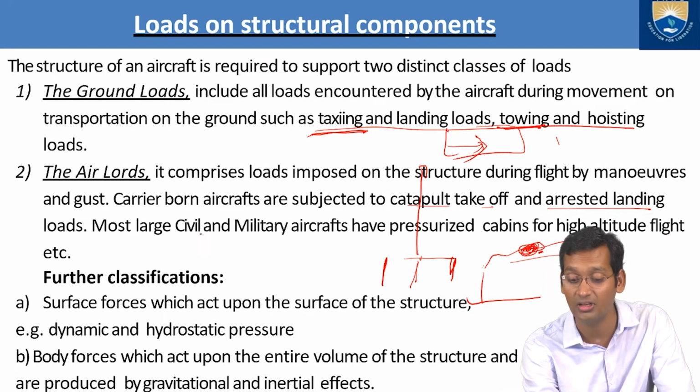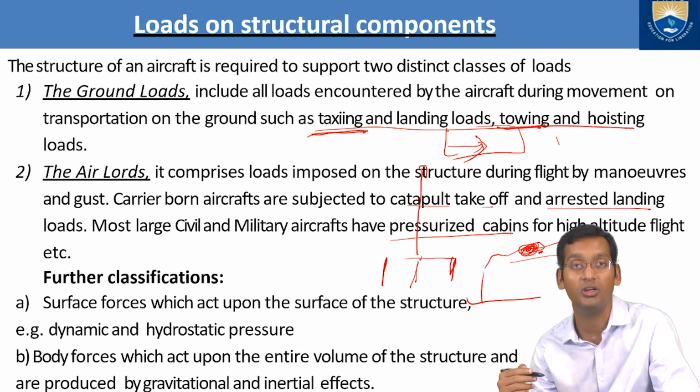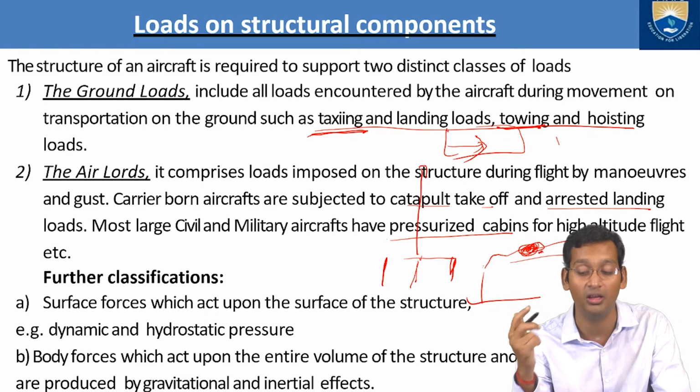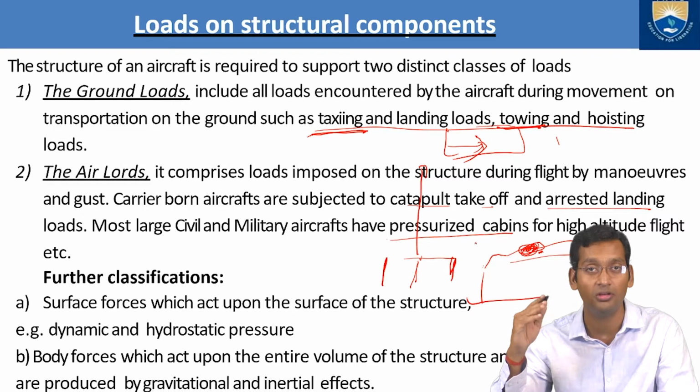So most large civil and military aircraft have a pressurized cabin. Even once you enter the aircraft, you can see some smoke-like mist is there, and that's because of pressure. At higher altitude, what happens? Pressure reduces.